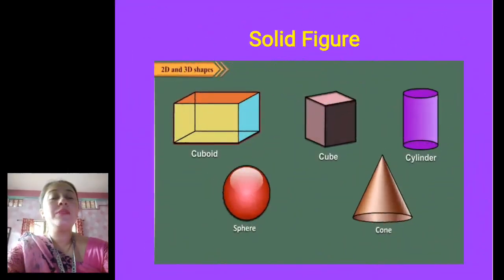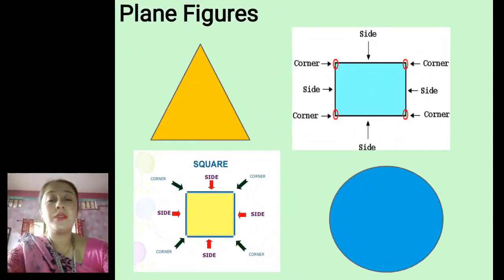So you have learned about solid shapes, children. Yes, so you have learned how many vertices, edges and faces are there in all these solid shapes. You have learned about 5 types of solid shapes in the previous class. Those are cuboid, cube, cylinder, sphere and cone. And you have also learned about plane shapes or plane figures, children, like triangle, rectangle, square and circle.